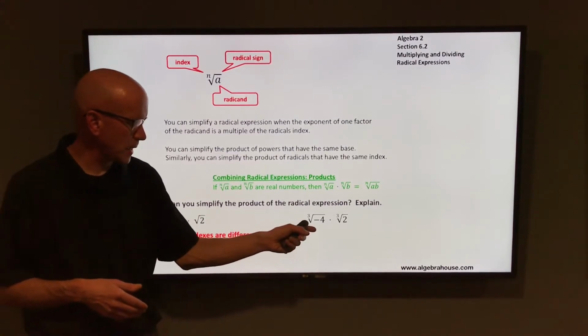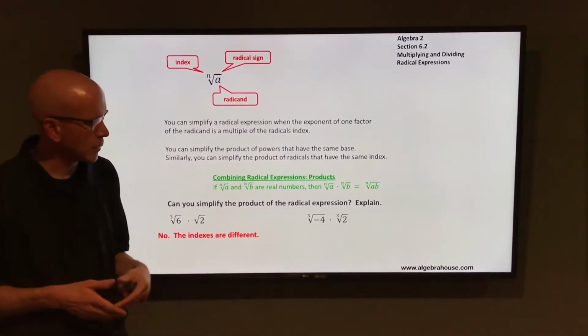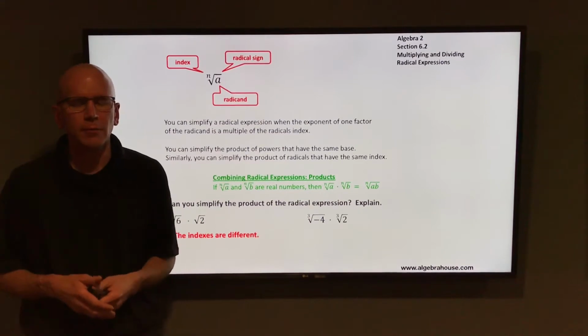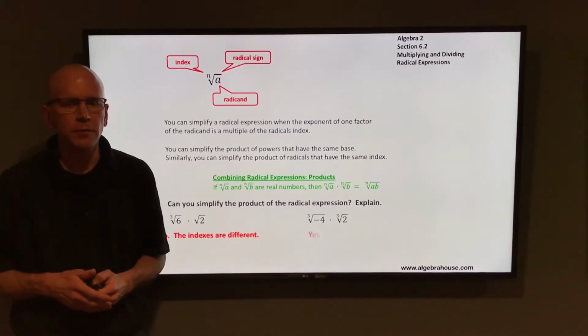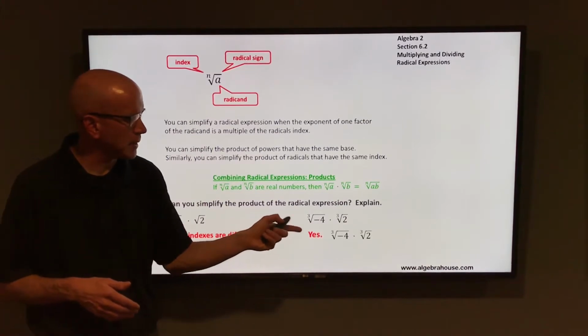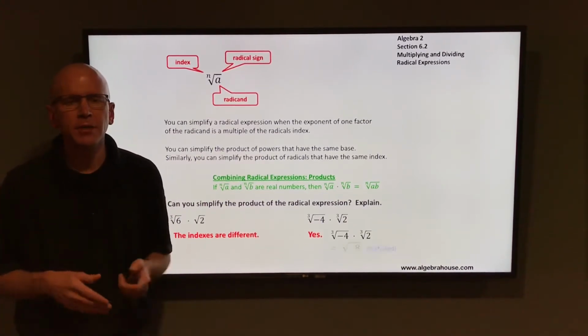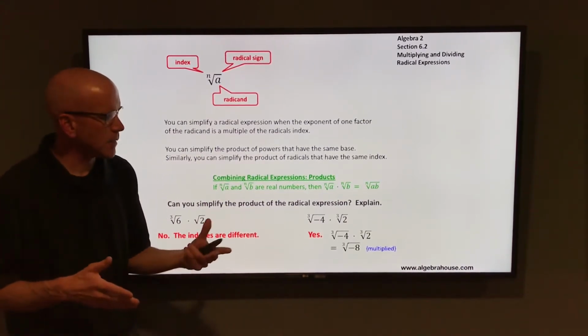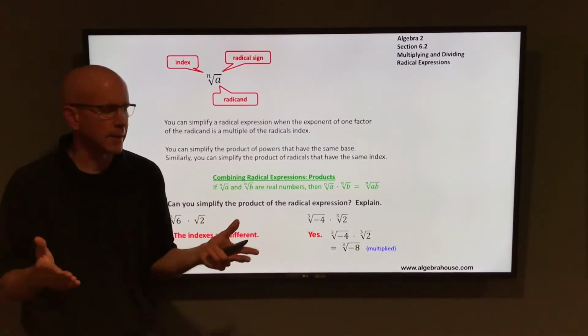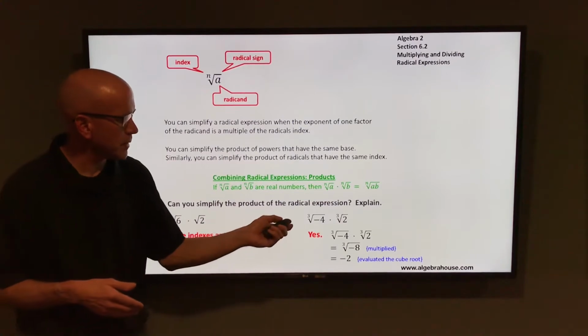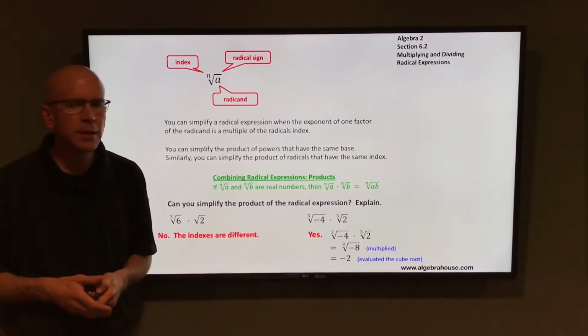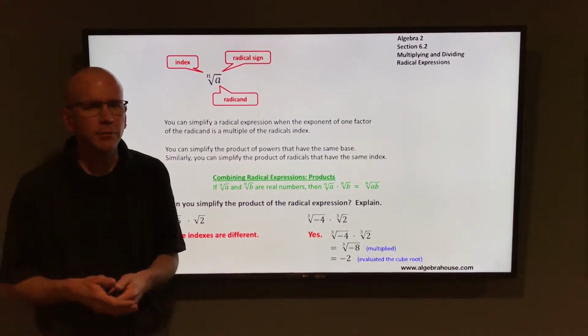If you have the cube root of negative 4 times the cube root of 2, now one's positive, one's negative under the radical sign, that doesn't matter. If the roots are the same, then you can multiply those. So the cube root of negative 4 times the cube root of 2, that would be the cube root of negative 8. Then just think what number multiplied by itself 3 times makes negative 8. And that would be negative 2. So the cube root of negative 4 times the cube root of 2 turns out to be negative 2.